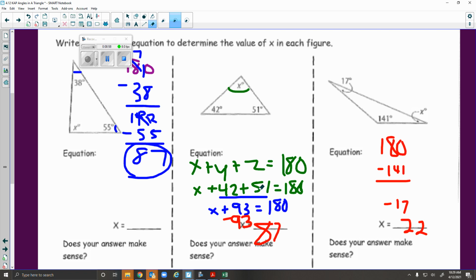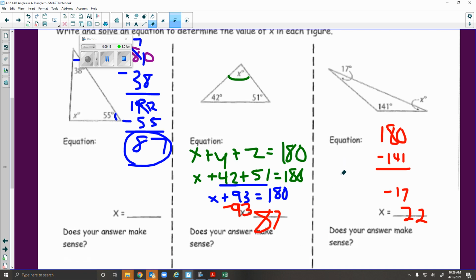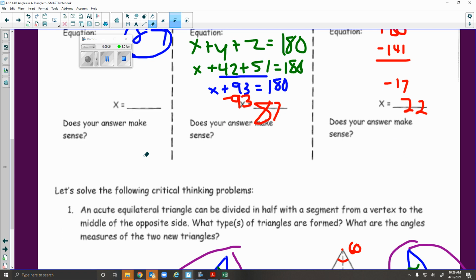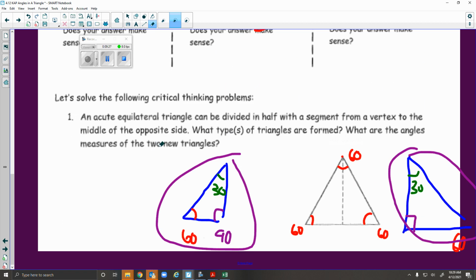You could subtract 51 first, then subtract 42 from both sides, and you'd have X by yourself, or you could combine these two to get 93, subtract away 93 from both sides, and then you end up getting X equals 87 degrees. Okay? On the last one, you could do 180 minus 141, then minus your 17, and you'll end up getting 22 degrees for X. Okay?